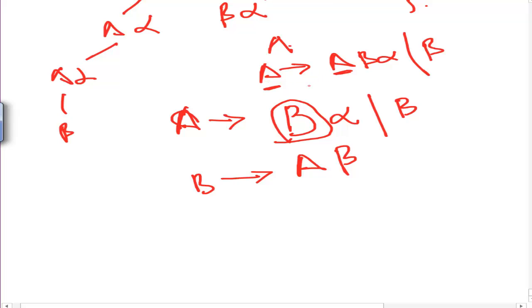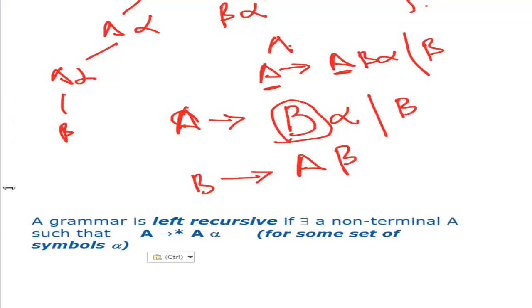So this is the left recursive grammar again, right? Okay, so in general, formally, we can say a grammar is left recursive if for a non-terminal A, A derives A alpha for some symbol string alpha.